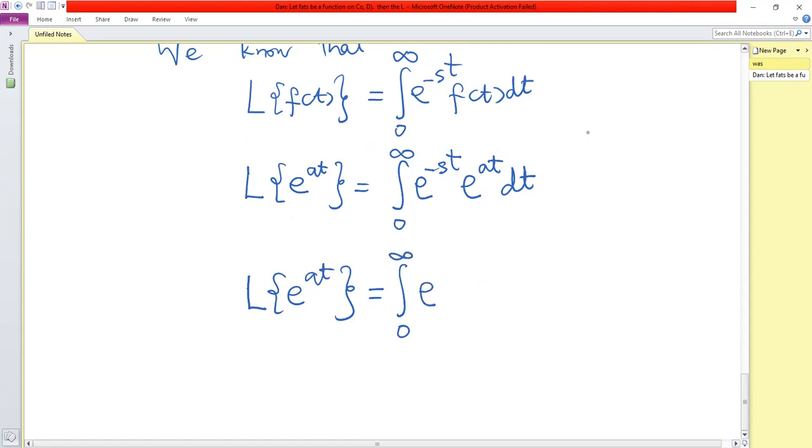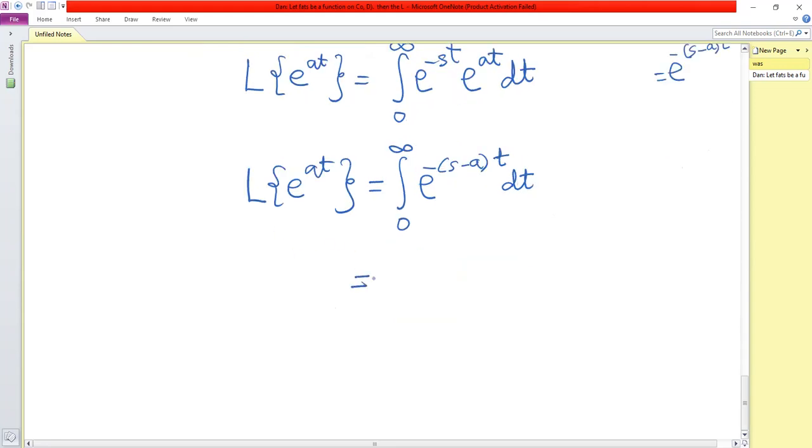Now, using laws of indices, this is like e raised to power minus st plus at, which can be written as e raised to power minus s plus a times t, or it can be written as e raised to power negative s minus a times t. So I've used just laws of indices to rewrite this product of e raised to minus st and e raised to at. This will give us the same as the limit as r approaches infinity of the integral from 0 to r of e raised to negative s minus a times t dt.